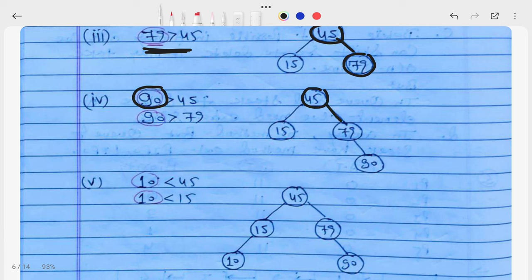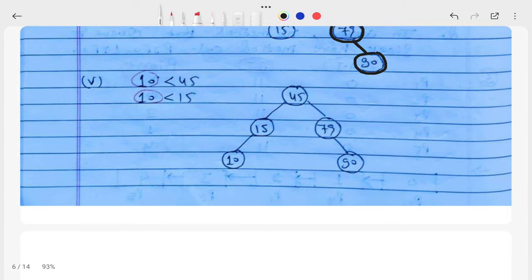It is greater, means you will go to the right. Now again 90 will ask to the 79. 90 again is greater, so it goes to the right side. So 90 will be placed at the right side of 79.